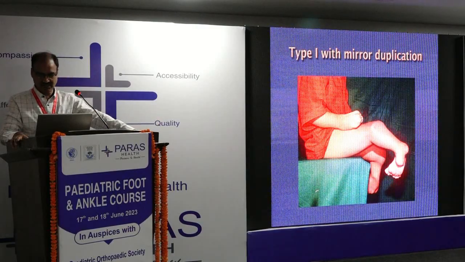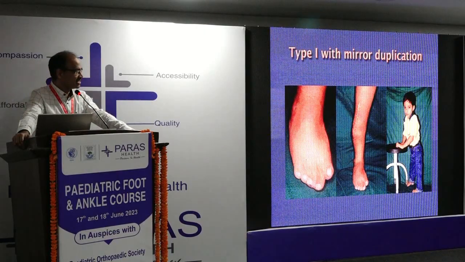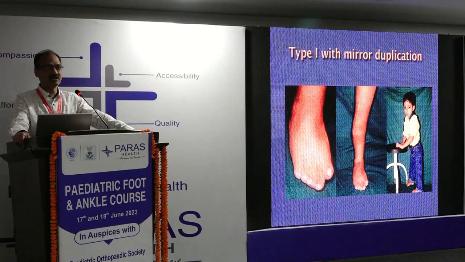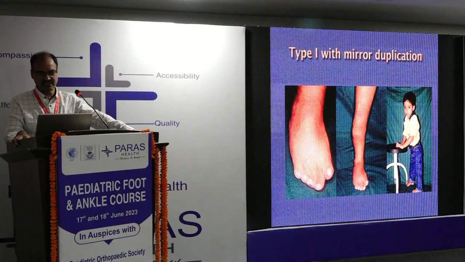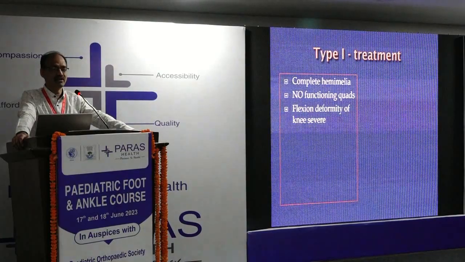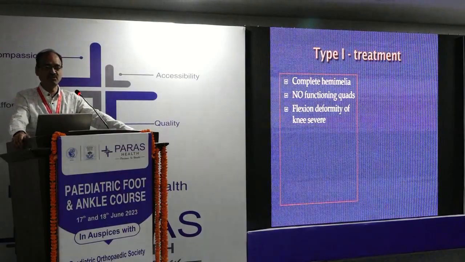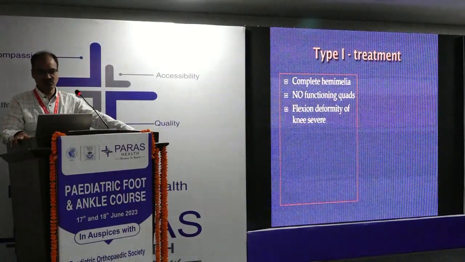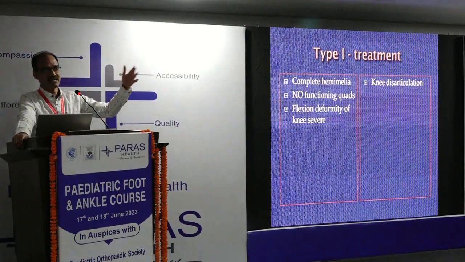In this child, we have done reconstruction. I will show you that. And the child is standing. Because the quadriceps is working, there are very few deformities. We removed the extra rays on the medial aspect, the preaxial polydactyly, and this child is affected on both sides, not on one side. When the tibial hemimelia is again type 1 but there is no functioning quadriceps and there is a severe flexion deformity, there is no role for reconstruction.